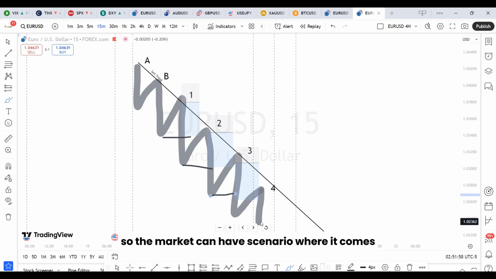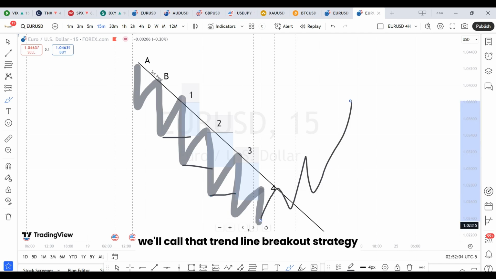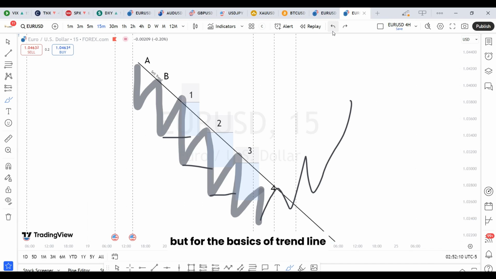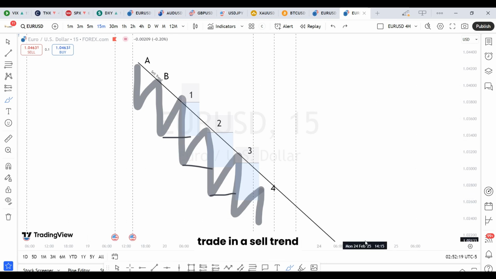So the market can have a scenario where it comes and starts breaking out of this trend. We'll call that trend line breakout strategy, and I'm also going to teach you how to trade trend line breakout strategy. But for the basics of trend line, this is an example of a very good way to take a sell trade in a sell trend.